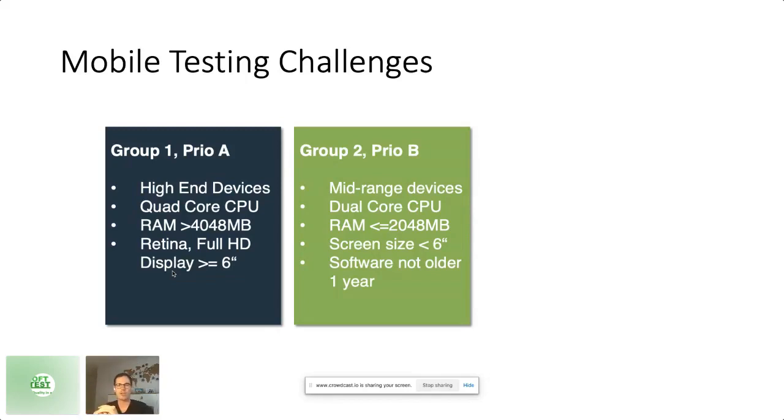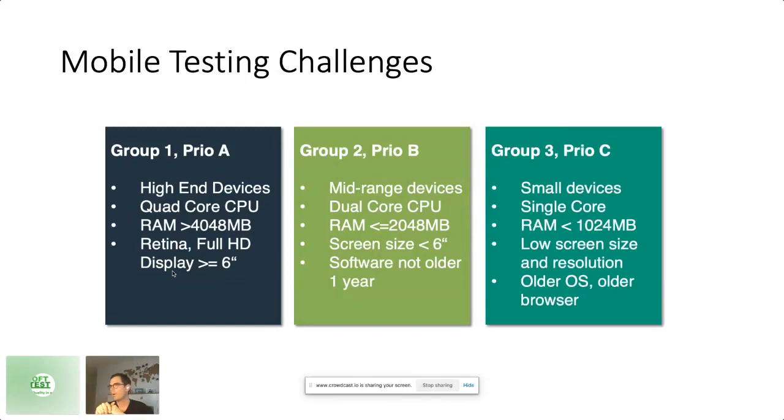Maybe the transitions are not that nice, but still everything must work from a functionality point of view. And then we have group C. Priority C is that we have old devices, small devices, less powerful hardware, smaller screens, even older browsers, older operating system versions. But still here, functionality should work. But here we can have, let's say, UI glitches, maybe a button is too small, the text is going out of it. So it's not perfect, but still it can be used, right?